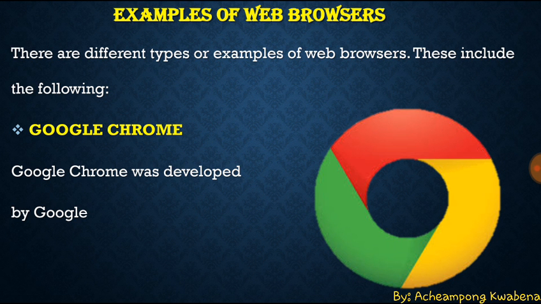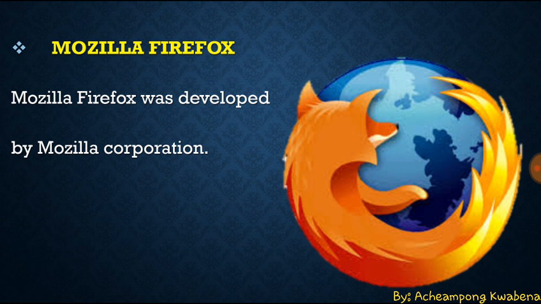Now let's have a look at the next example of a browser. The next one is Mozilla Firefox. As we can see, we have the logo or the icon of the browser over here. Whenever it's installed on a computer, this is how the icon or its shortcut appears on the desktop or in the start menu. This browser was developed by the Mozilla Corporation.